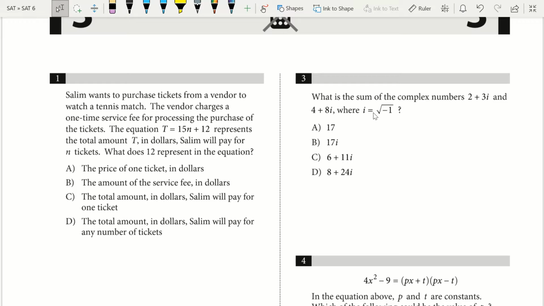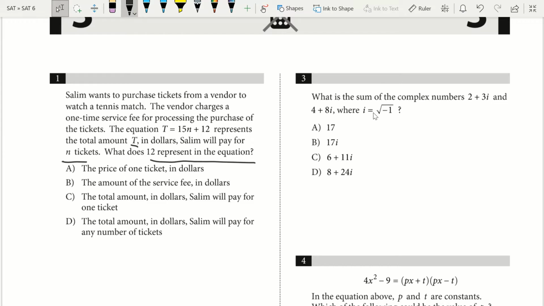Question 1. Salim wants to purchase tickets from a vendor to watch a tennis match. The vendor charges a one-time service fee for processing the purchase of tickets. The equation T equals 15N plus 12 represents the total amount T in dollars Salim will pay for N tickets. What does 12 represent in the equation?